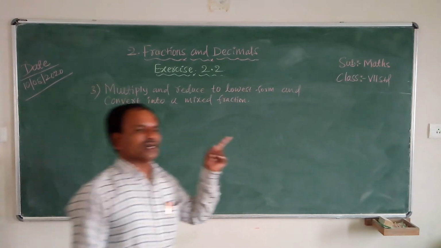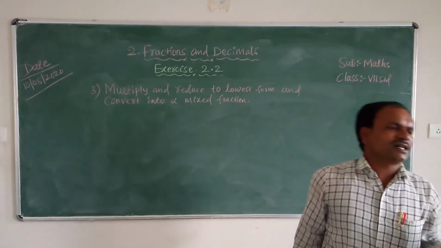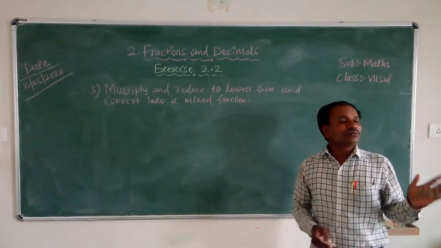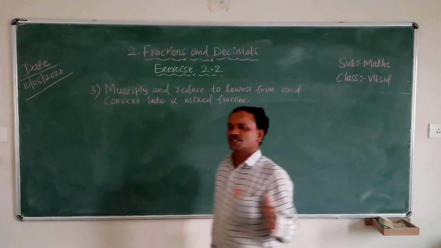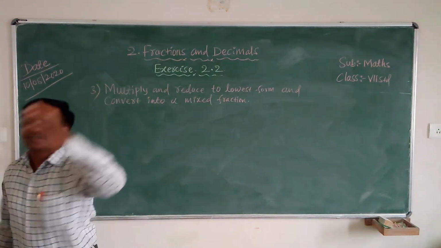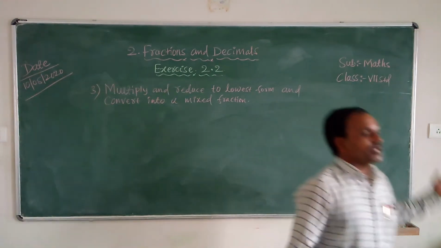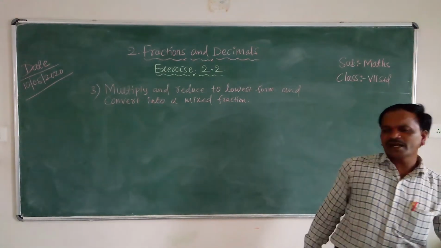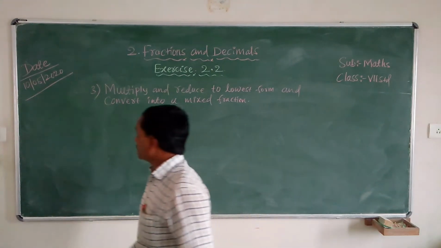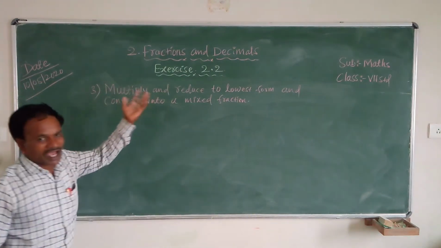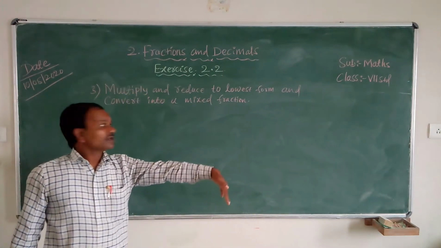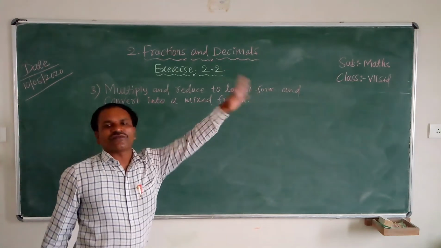Already in the previous class, when I started the class, I said to convert an improper fraction to a mixed fraction. Already I have said. Then what is the question inside? Multiply and reduce to lowest form.